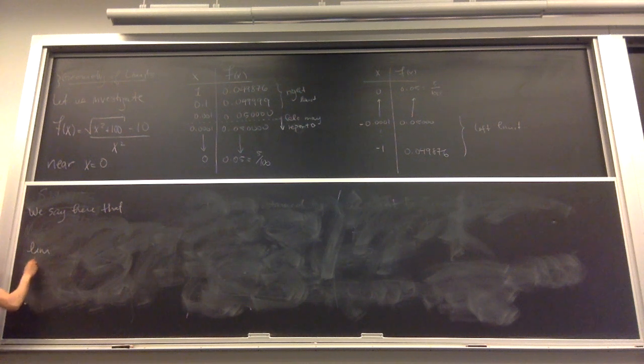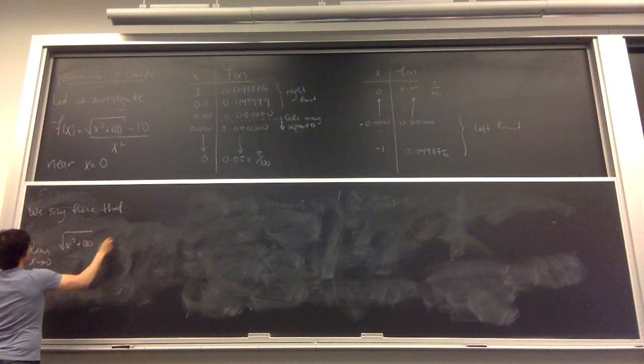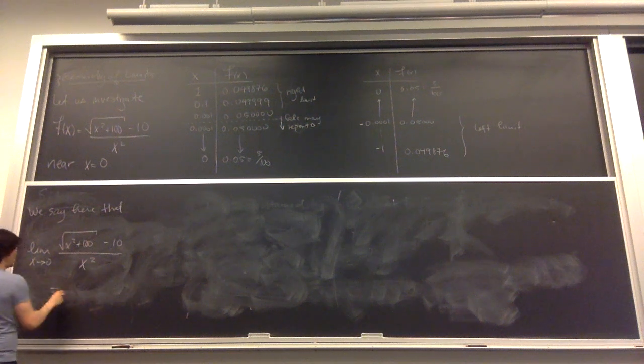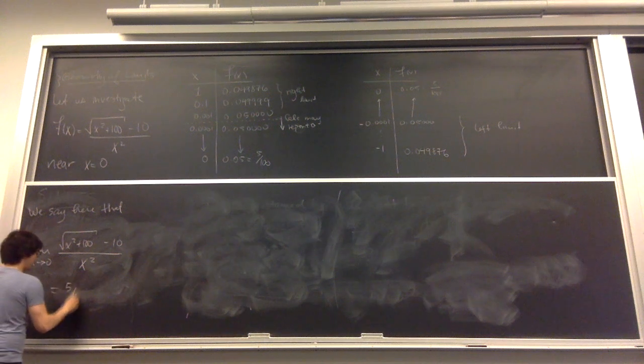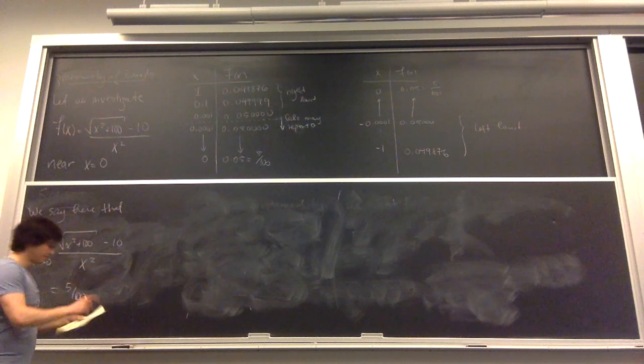The limit as x goes to 0 of (x squared plus 100 minus 10) over x squared is equal to 5 100ths. Okay? So this expression is sort of codifying everything that I've written on the board on top. This is a statement saying that you can expect some type of limiting behavior like this.